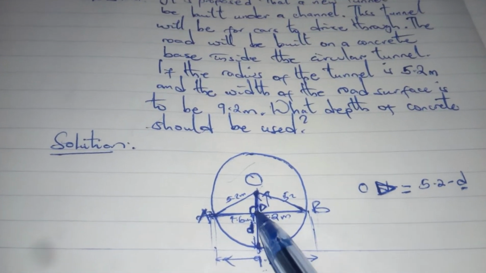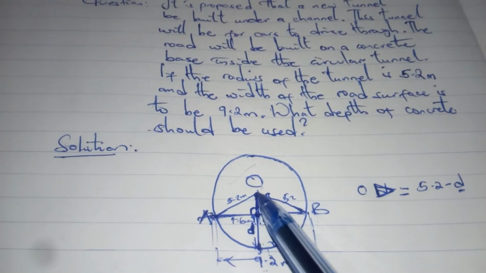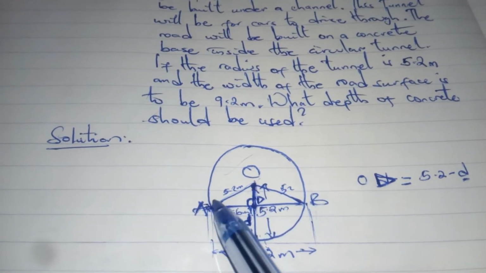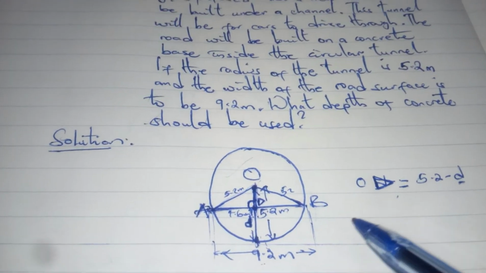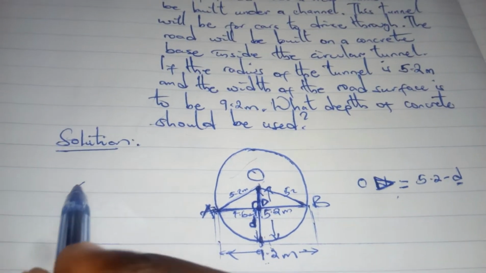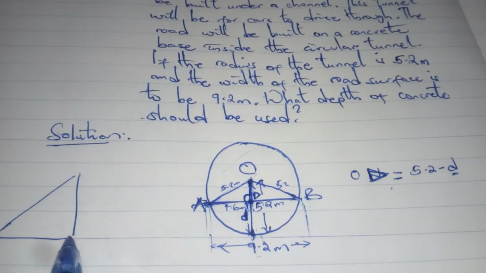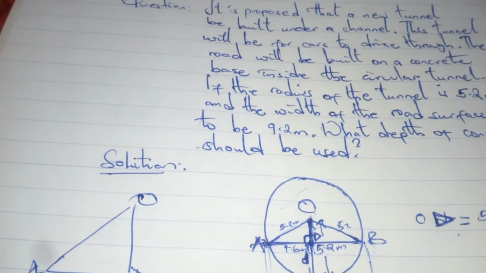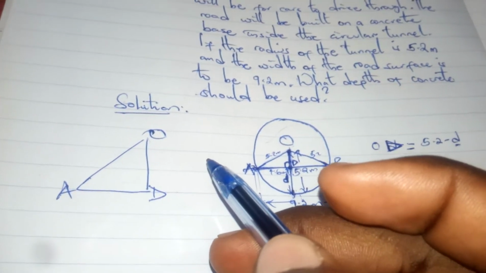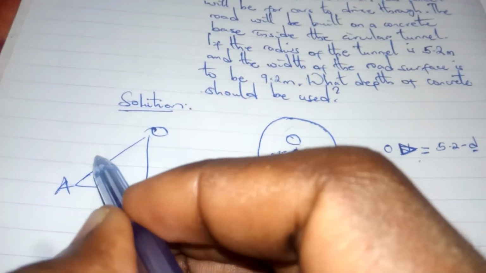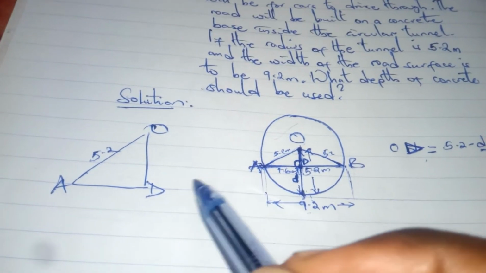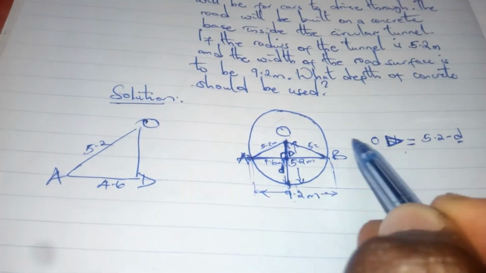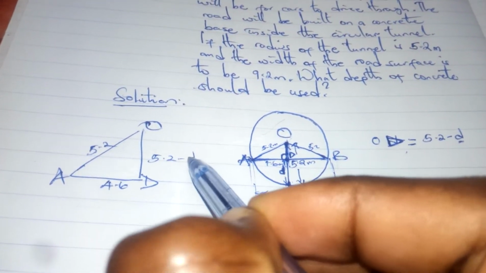We will have to check here. We know it's now appearing here. I think we have something to apply here, since you can observe triangle OAD. Let me draw that. We have OAD. Since we have OAD, we have here 5.2, then here we have 4.6, then here we have the OD, which is 5.2 minus D.